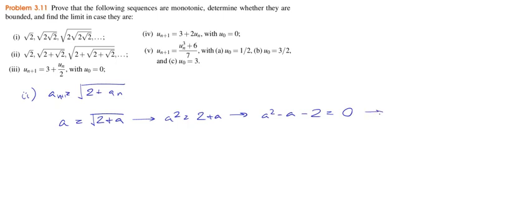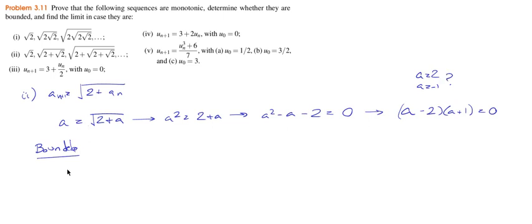And then if you try to solve this, you will factor it to possible limits, a minus 2 and a plus 1. Okay, so either a is 2 or a is minus 1. Okay, but we don't know. So now we have to prove that the sequence is bounded. Okay, so let's see if we can prove it's bounded between minus 1 and 2, or maybe between 0 and 2.